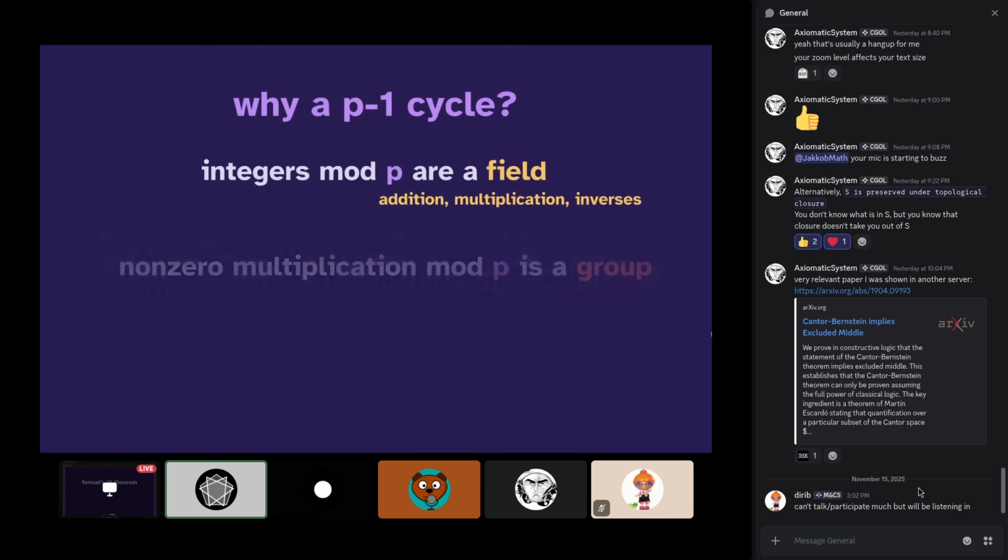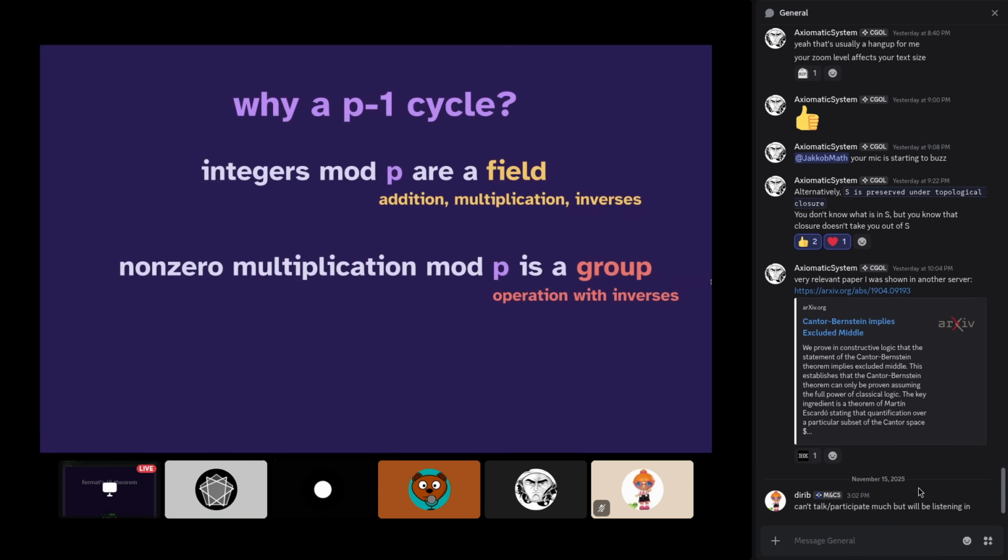So this means that if we take the non-zeros using multiplication, that's a group, since a group has some operation with inverses. So if we take multiplication as our operation, because it's a field, we will have multiplicative inverses, and so we can just consider multiplication, ignore addition, and we get a group.